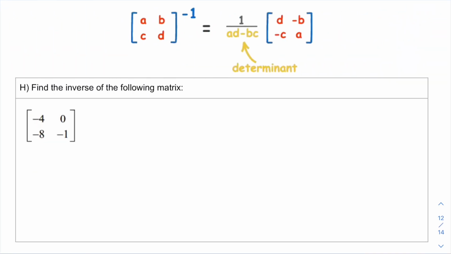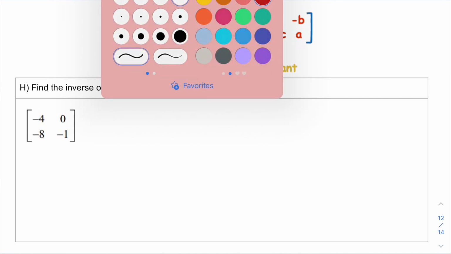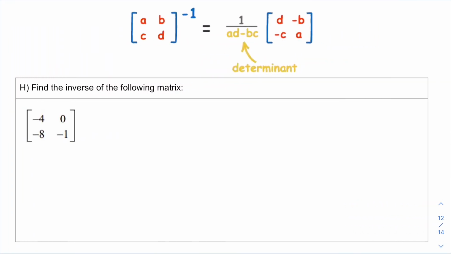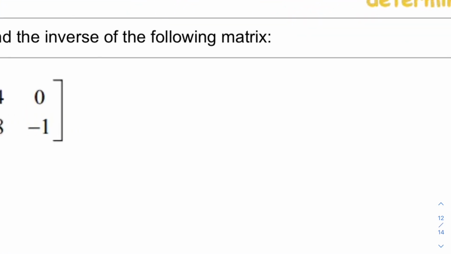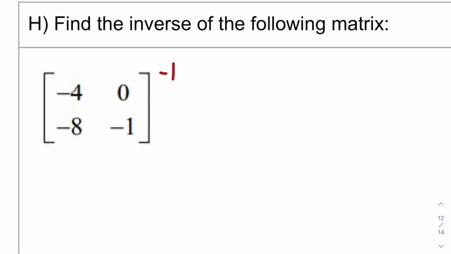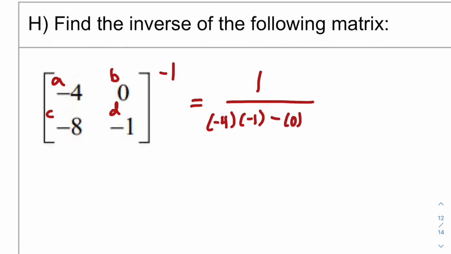Two more examples. So let's do this one as a class and then pause on the last one and try it on your own. So again, we're just following the formula for the inverse. So I'm going to take this original matrix, put it to the negative first, which tells me that I'm finding the inverse. 1 over the determinant, so I have A, B, C, and D. I have negative 4 times negative 1 minus 0 times negative 8. And I multiply that by the new matrix, which is everything swapped around.